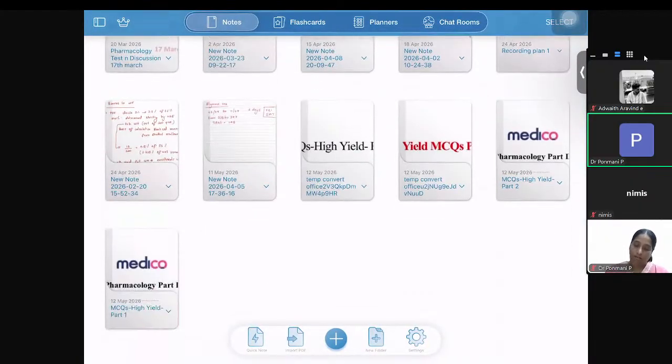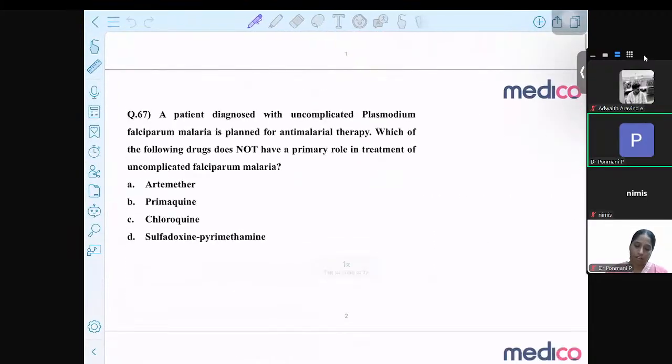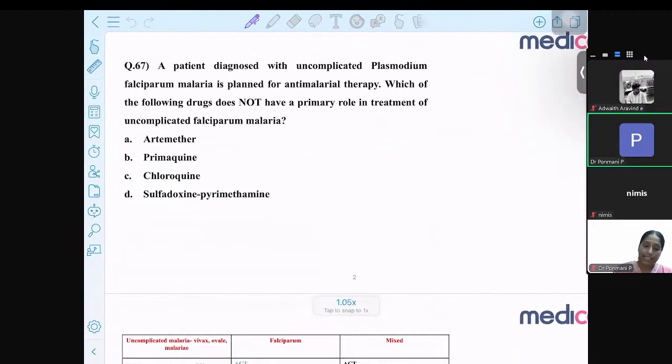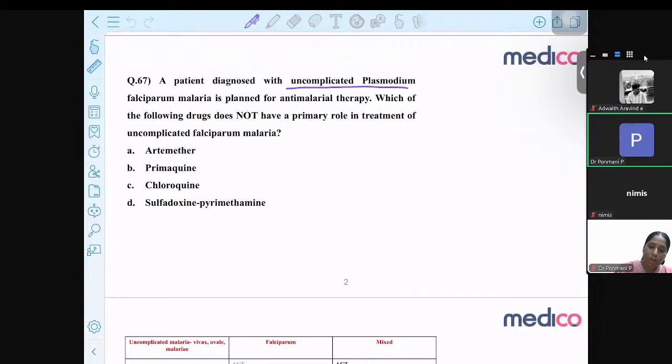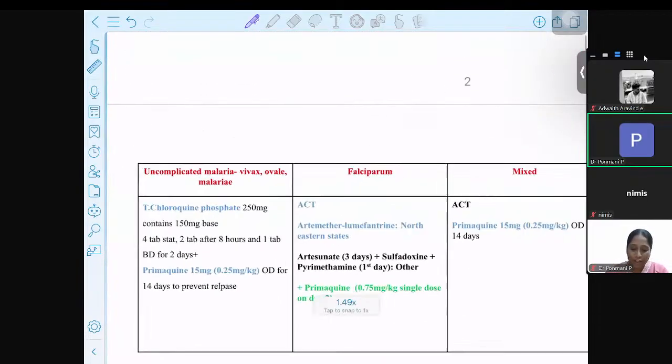So our next question is, a patient is diagnosed with uncomplicated Plasmodium falciparum. Please note, what is the species here? It is Plasmodium falciparum. So they are asking which of the following drugs does not have a primary role in the treatment of falciparum. The treatment of malaria is very important. The only regimen which hasn't changed for many days is the malaria regimen. So it is very easy for you to remember.